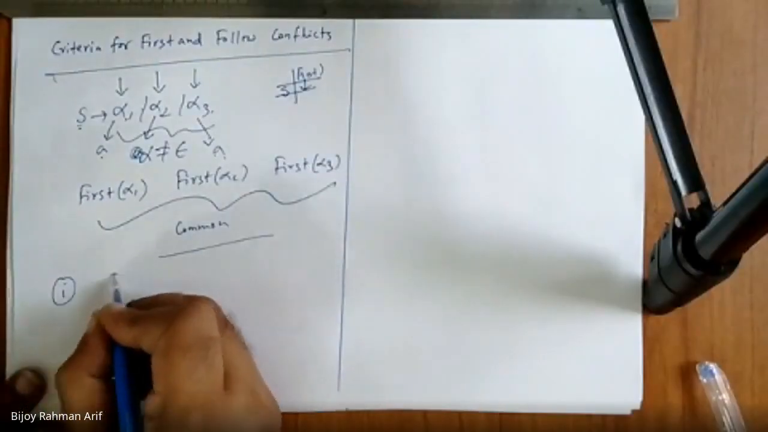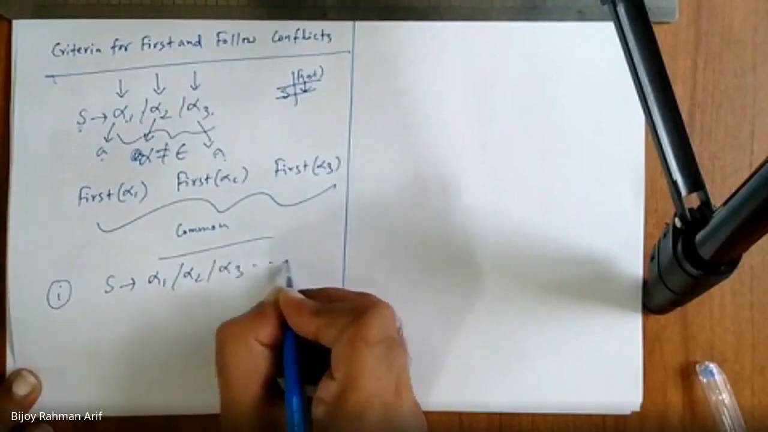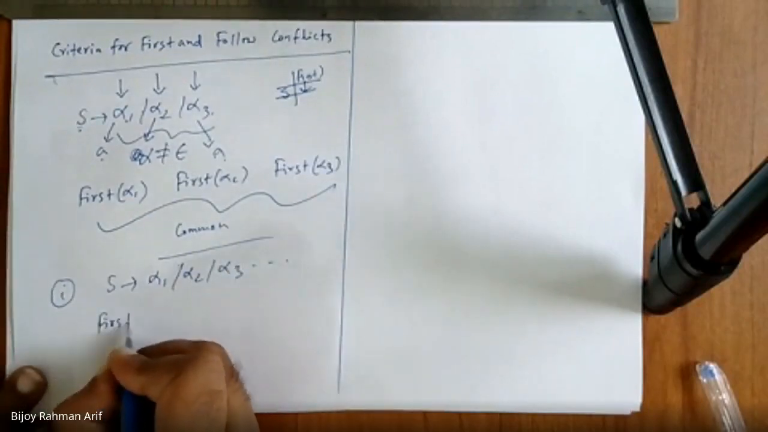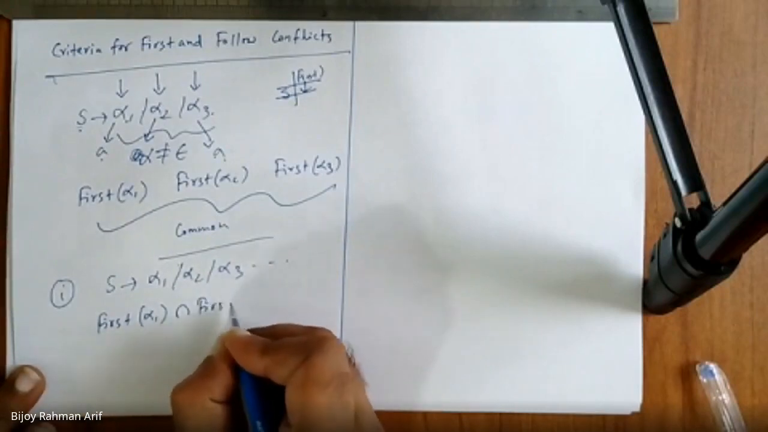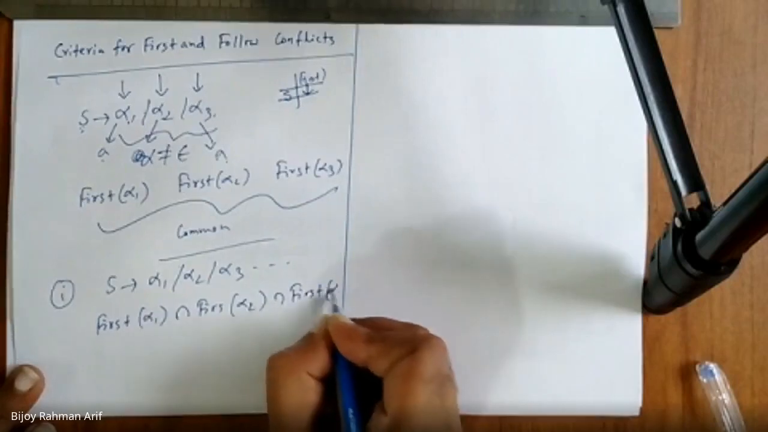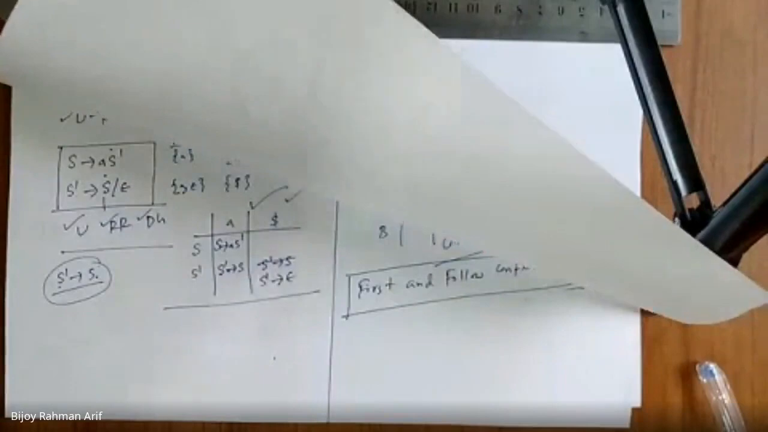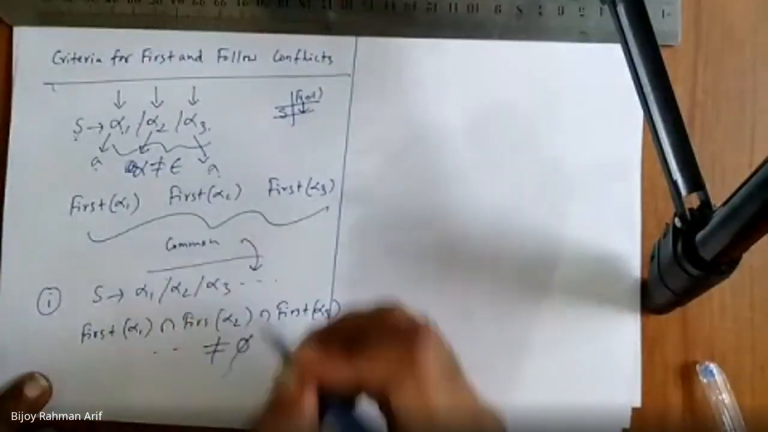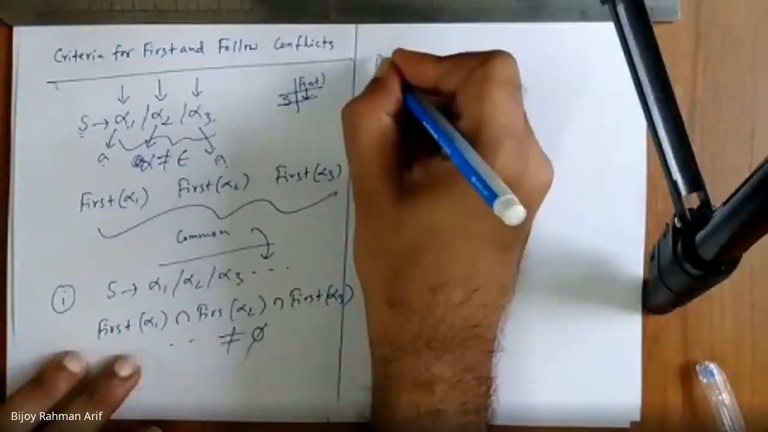Yes sir. So what is the criteria? S derives alpha 1, alpha 2, alpha 3, and so on. First of alpha 1 intersection first of alpha 2 intersection first of alpha 3, and so on, not equal to phi. If there is even one common element, then there is a conflict. Am I right? That is the first criteria.